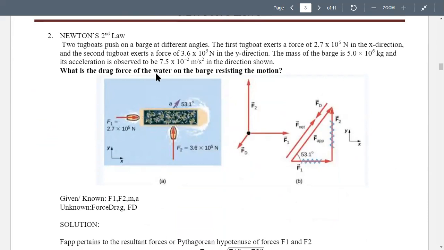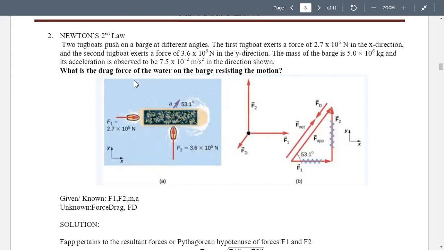The mass of the barge is 5 times 10 raised to 6 kilograms, and its acceleration is observed to be 7.5 times 10 raised to negative 2 meters per second squared in the direction shown. What is the drag force of the water on the barge resisting the motion?